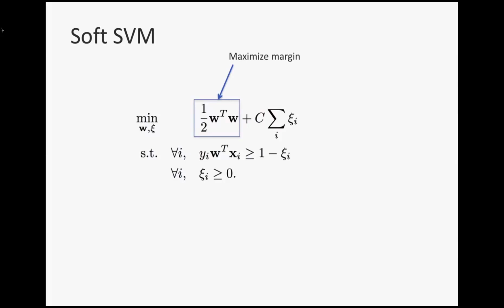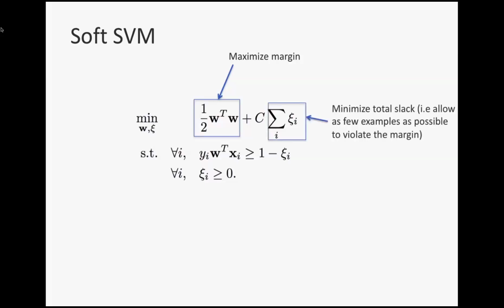So the thing inside the box maximizes the margin. Plus the sum of the psi, which is essentially saying minimize the total slack. Allow as few examples as possible to violate this margin constraint. And even if they do, don't make them too far on the wrong side. That's what minimizing the sum of the slack, the total slack, does. And then the constraints remain the same. C is a trade-off term.